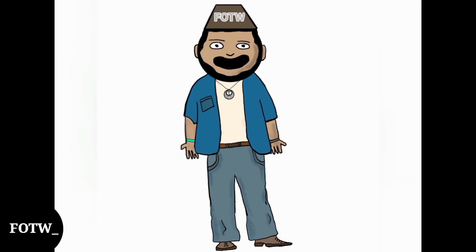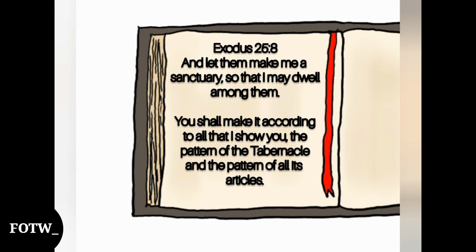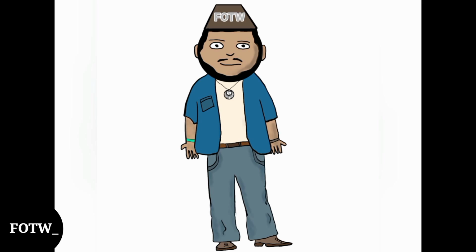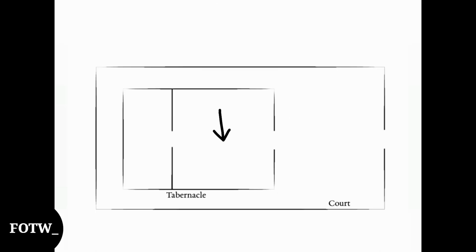For reference to all I have said, let us check on Exodus chapter 25, verse 8 to 9. What does it say? "And let them make me a sanctuary, so that I may dwell among them. You shall make it according to all that I show you, the pattern of the tabernacle and the pattern of all its articles." The tabernacle was divided into the interior tabernacle, which had 2 rooms, and the outer court.